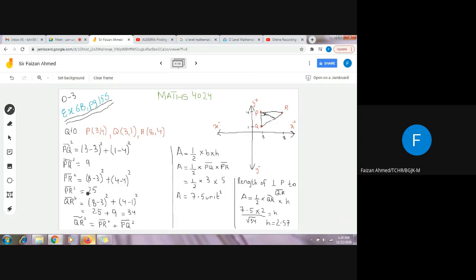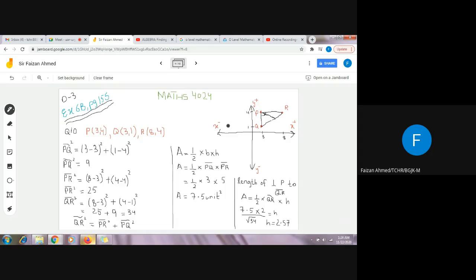The third and final side, QR. Q is the first point, so this is x1 and y1. R is the second point, so this is x2 and y2. x2 minus x1 will be (8 minus 3) whole square, plus y2 minus y1, so (4 minus 1) whole square. (8 minus 3) whole square is 25, plus 4 minus 1 is 3, and 3 square is 9, which adds up to 34.